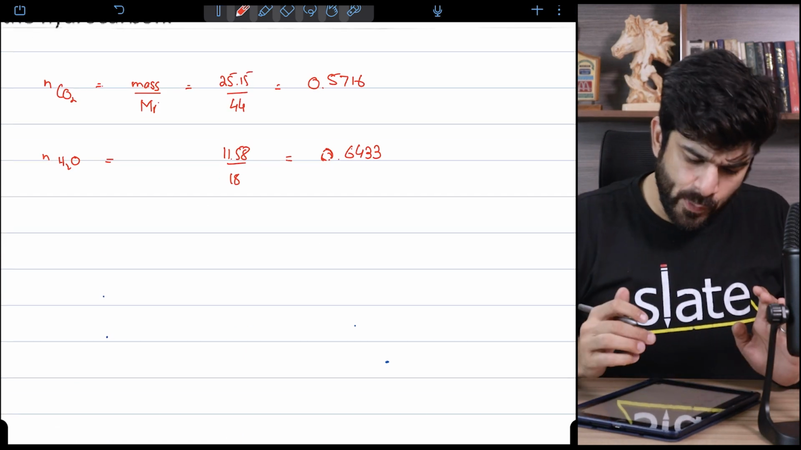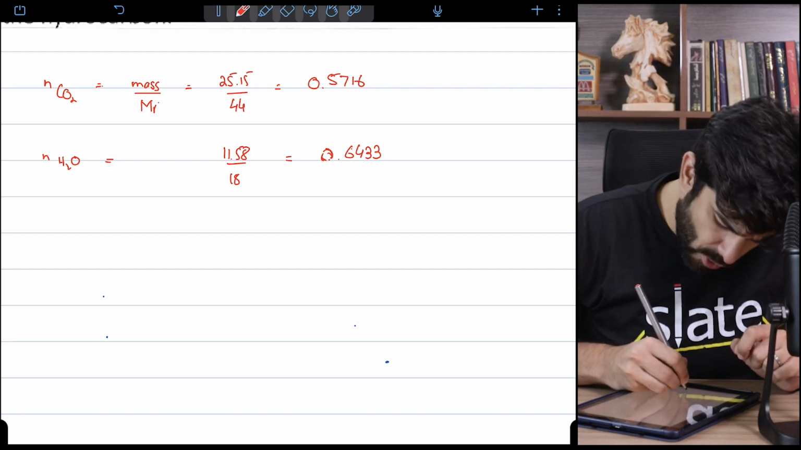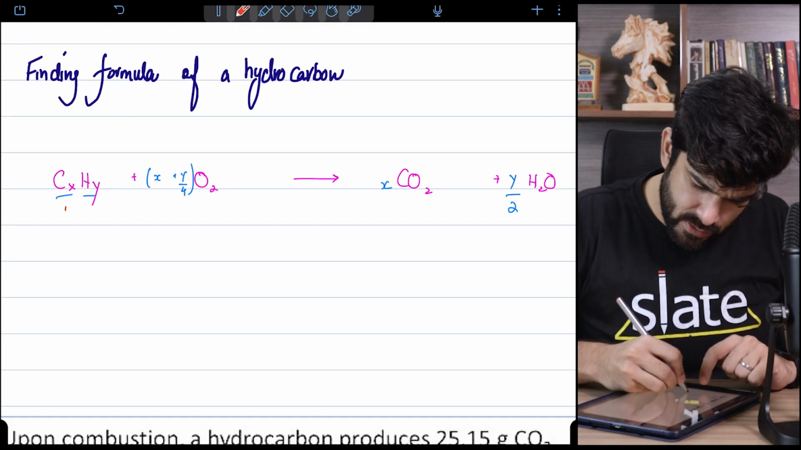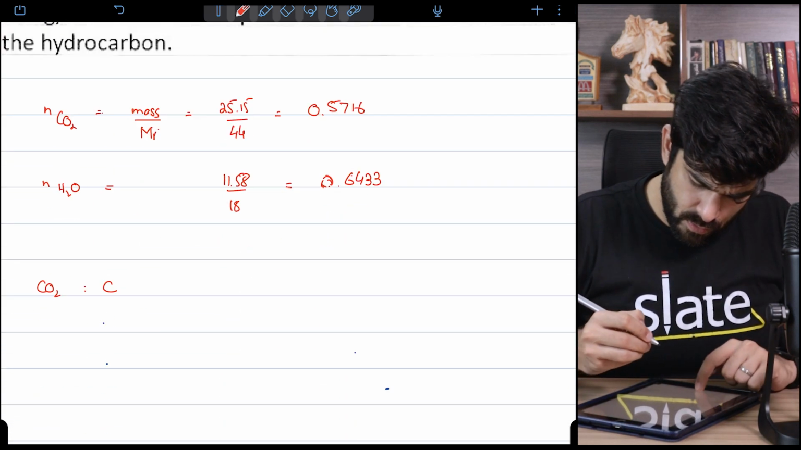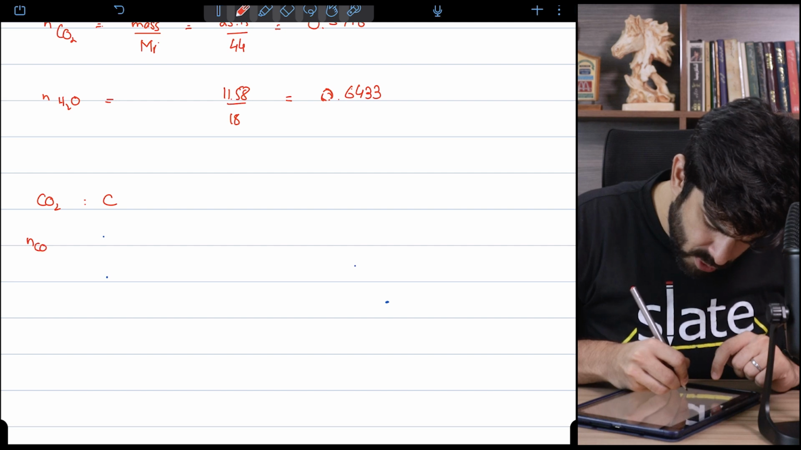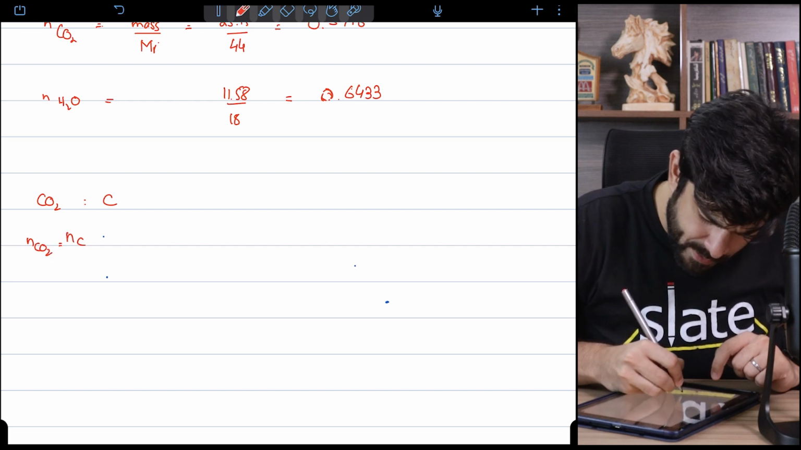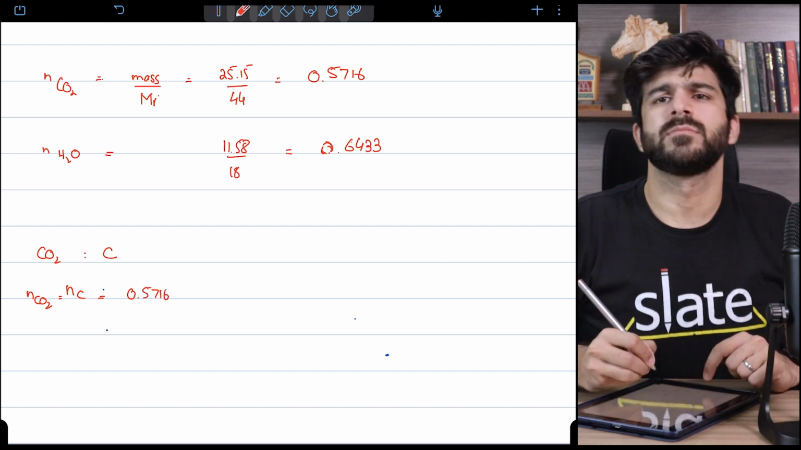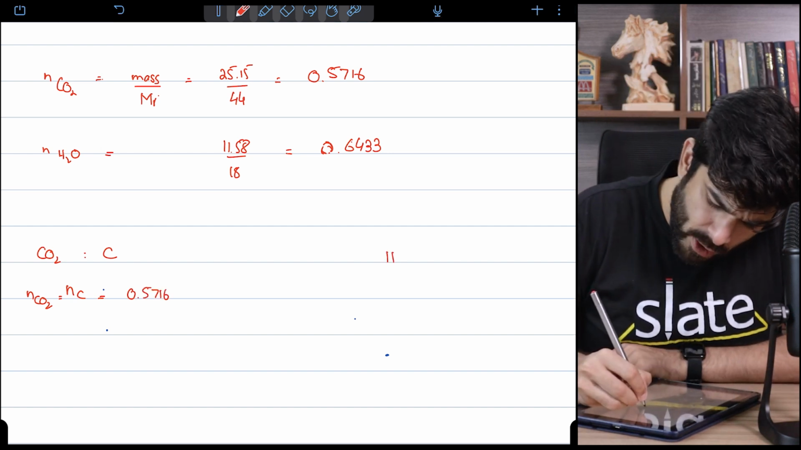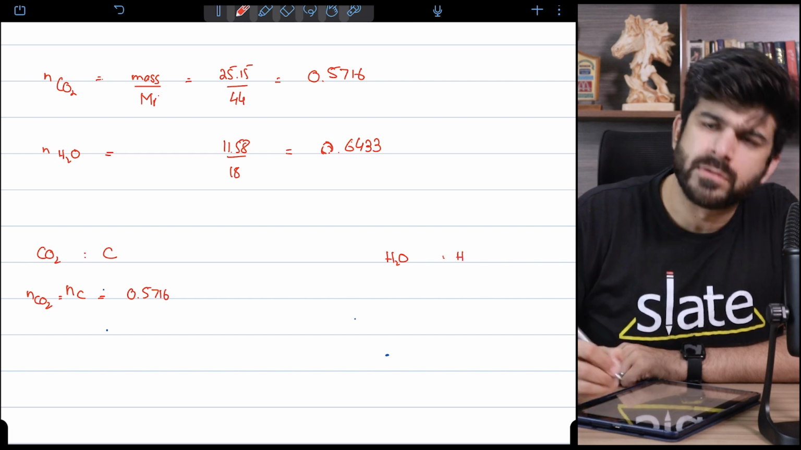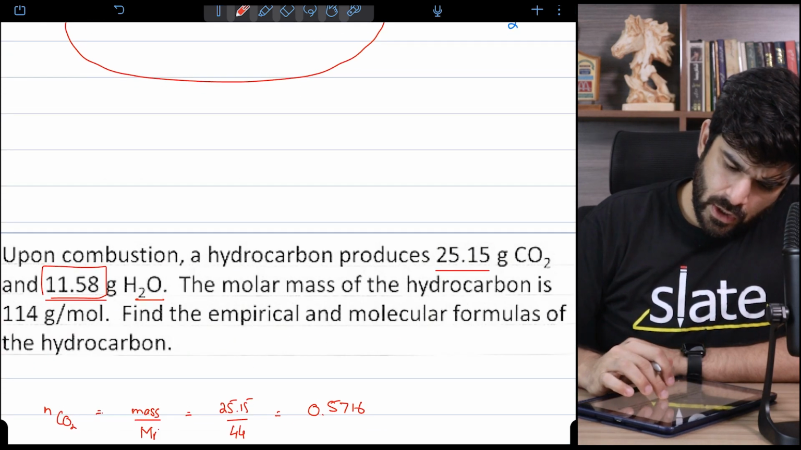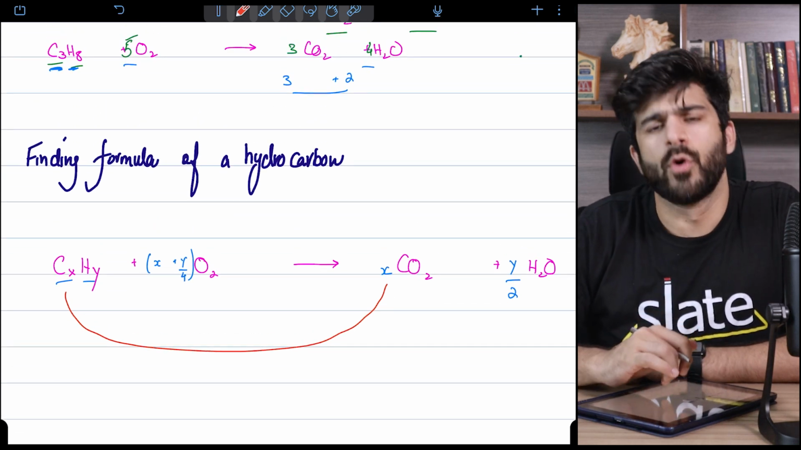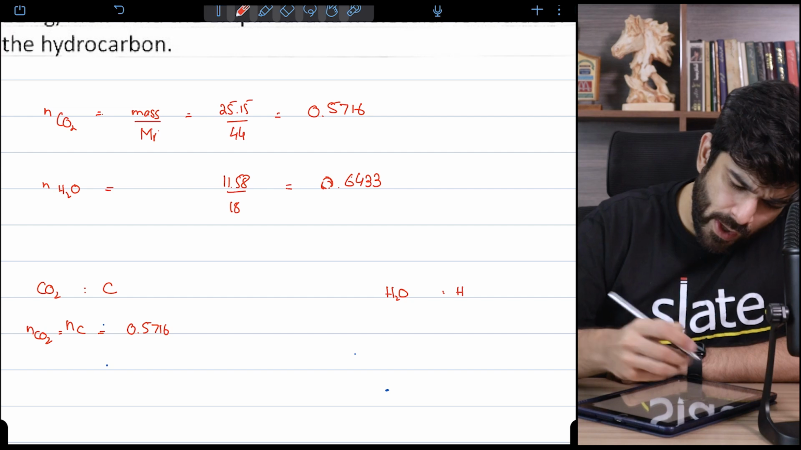Now, we need to make two different ratios. Ratio of carbon dioxide and carbon. What do we get from this equation? They have the equal ratio. So always, the number of moles of carbon dioxide equals the number of moles of carbon. Hence, the number of moles of carbon are 0.5716. If you make a ratio of water and hydrogen, so if we have 8 hydrogens, we have 4 waters. So 2:1.